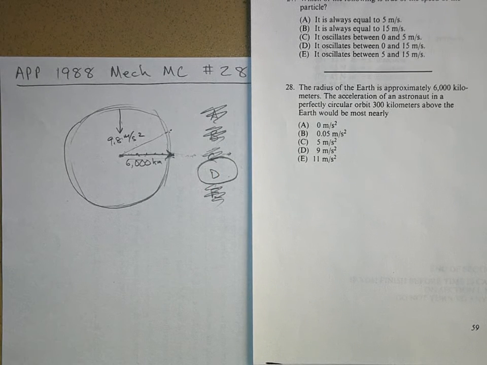Relative to the Earth's radius, 300 kilometers is barely above the Earth's surface, so it's just a little bit less than 9.8 meters per second squared. Does that make sense? Okay, that is all.